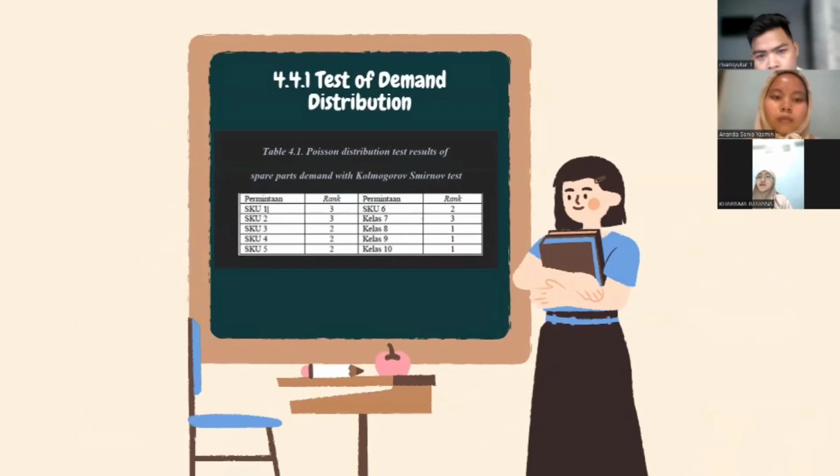4.4.1 Test of demand distribution. This is the table for the Poisson distribution test result of spare part demand with the Kolmogorov-Smirnov test.